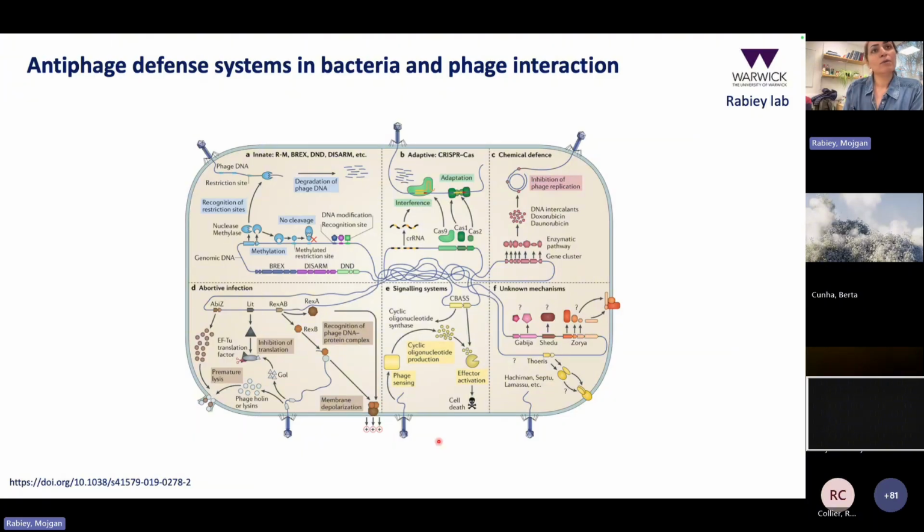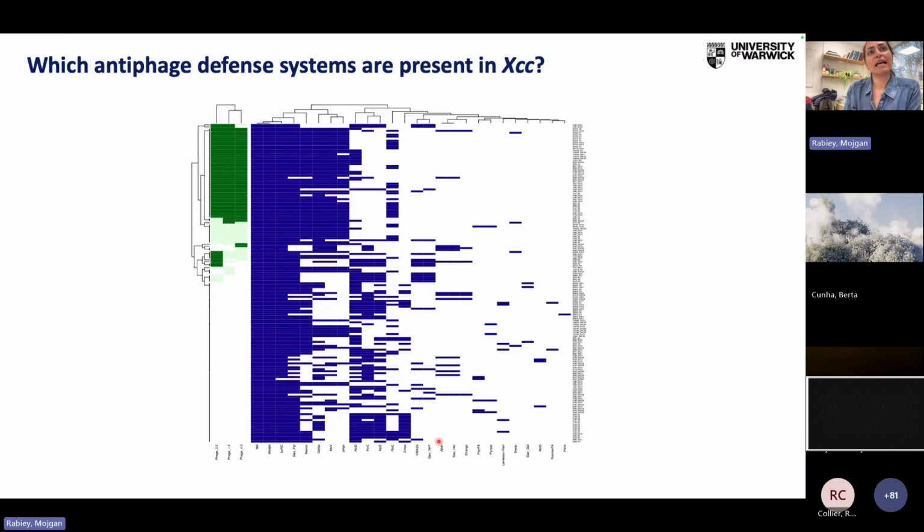But for us, we wanted to understand how diverse this anti-phage defense system is within the bacterial genome. So again, 219 XCC isolates here. And then you can see the anti-phage defense system mechanisms here, and then the phage host range in green. The dark blue means the anti-phage defense system is present, and white means it is absent.